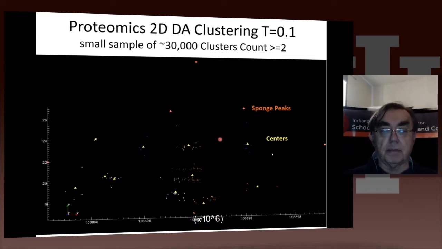Here's the example of the peaks. Each of these little points here is a mass spectrometry peak. And they're actually so-called sponge peaks. Those are the case of isolated peaks where there's just one point. Those are these little triangles.